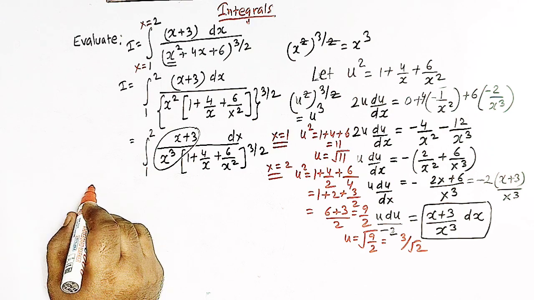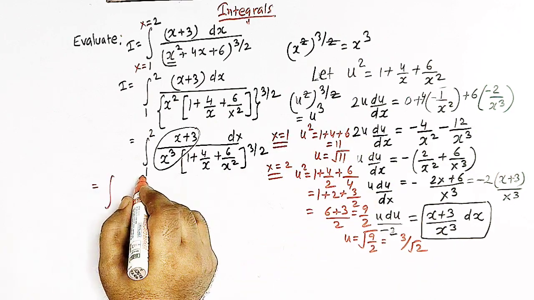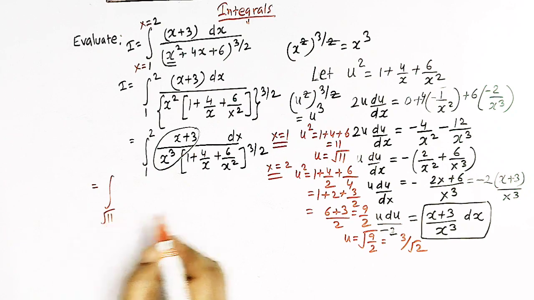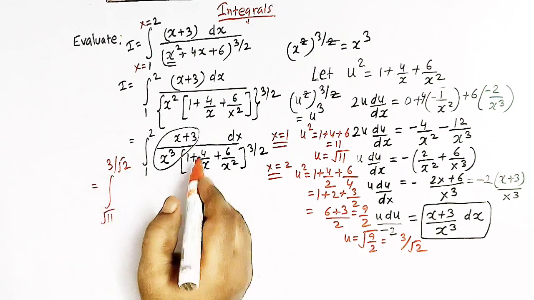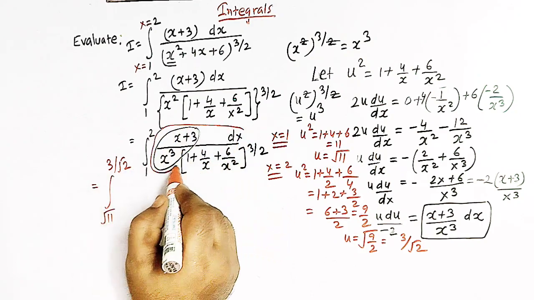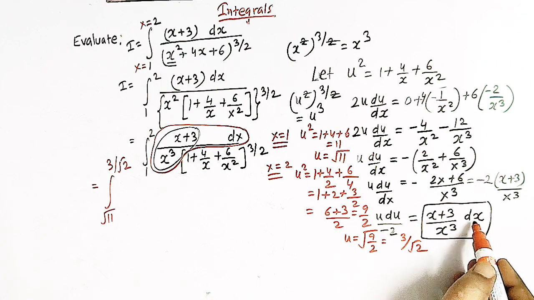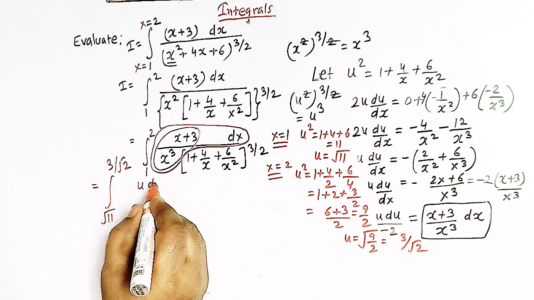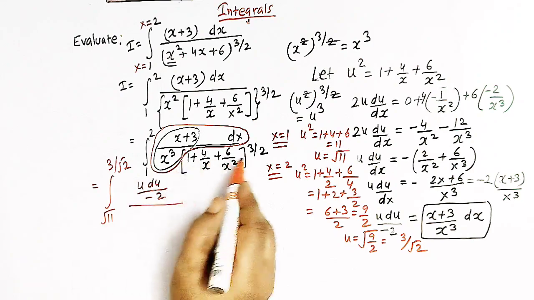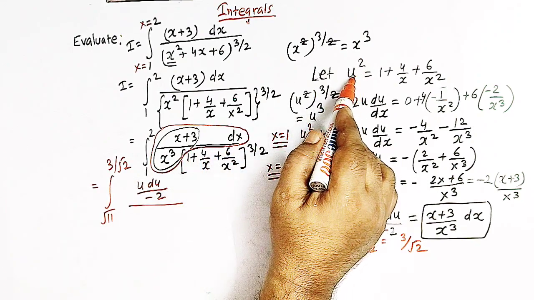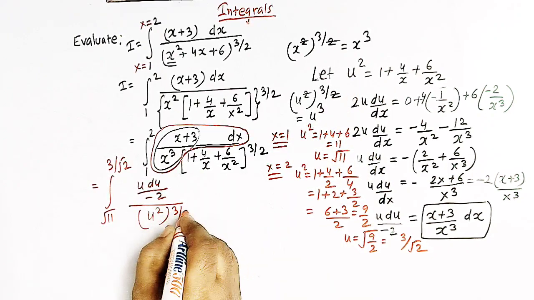So now let us express this integral in terms of u. So now the limits go from square root of 11 to 3 by square root of 2, and for this term, that is this one, we can now write x plus 3 over x cube dx as u du over minus 2 divided by this term can be replaced by u square. So here we have u square raised to 3 by 2.